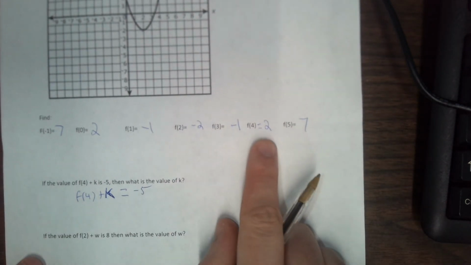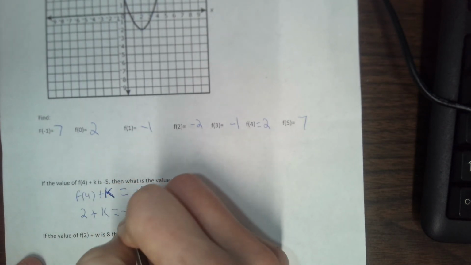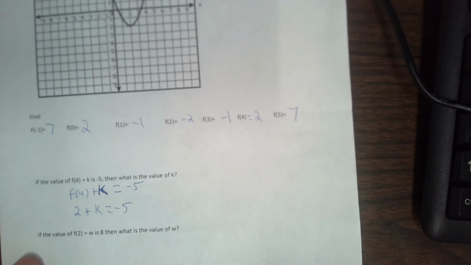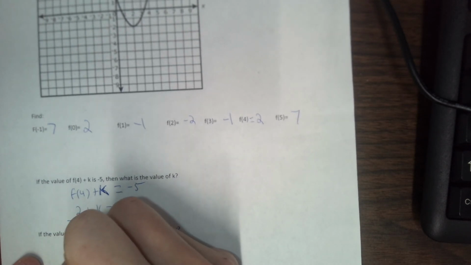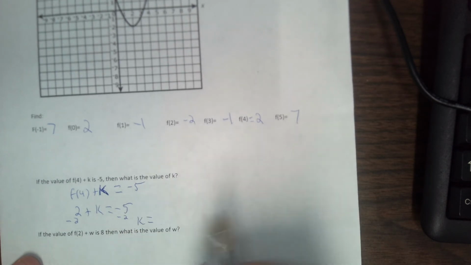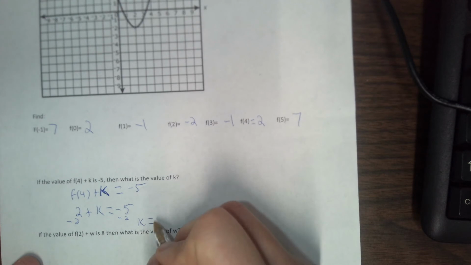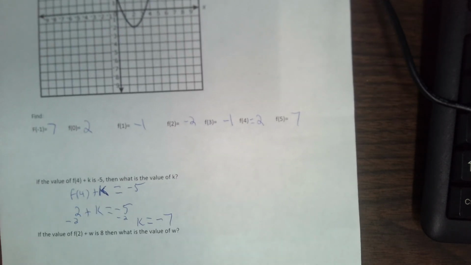Now I know what f of 4 is. F of 4 is 2 plus k equals -5. And to get rid of that 2, we're going to have to minus 2 from both sides. Okay, and k equals -5 minus 2, which is -7. Both negative, you're going to add, which will be a bigger negative.